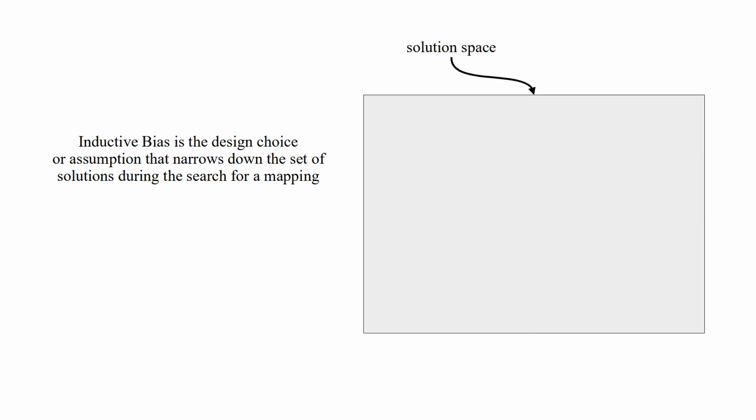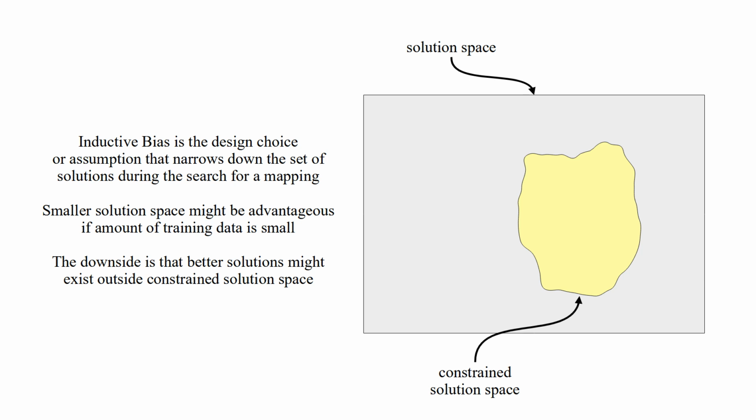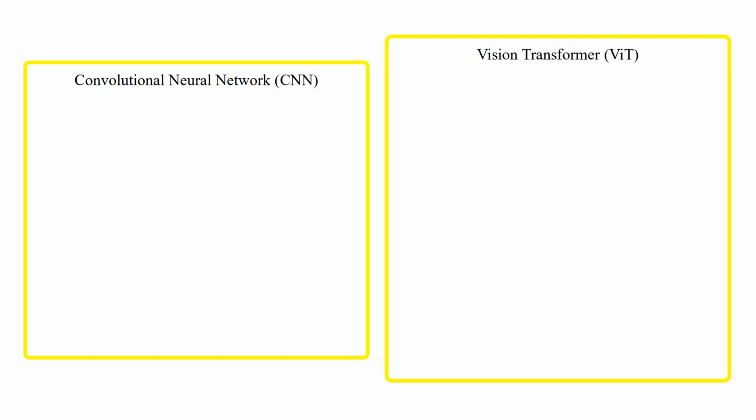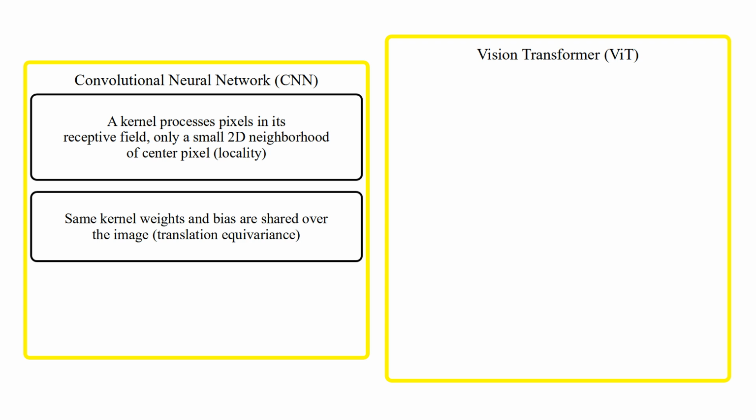Let this be our solution space and constraint solution space. Smaller solution space might be advantageous if amount of training data is small. The downside is that better solutions might exist outside constraint solution space. In CNN, a kernel processes pixels in its receptive field, only a small 2D neighborhood of center pixel. Same kernel weights and bias are shared over the image.